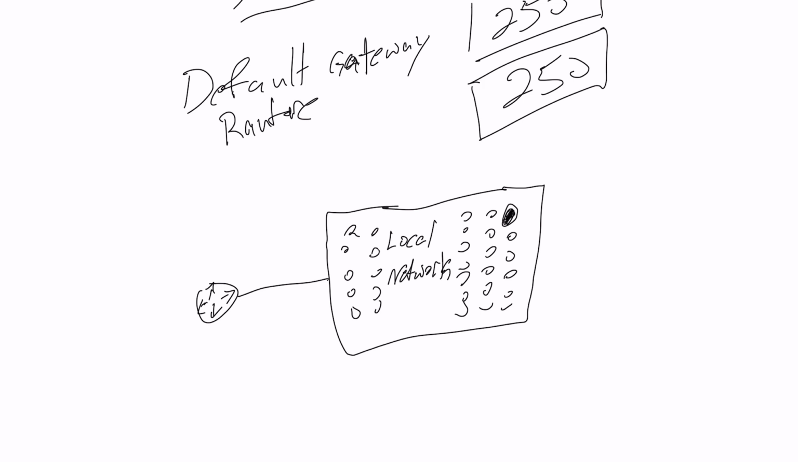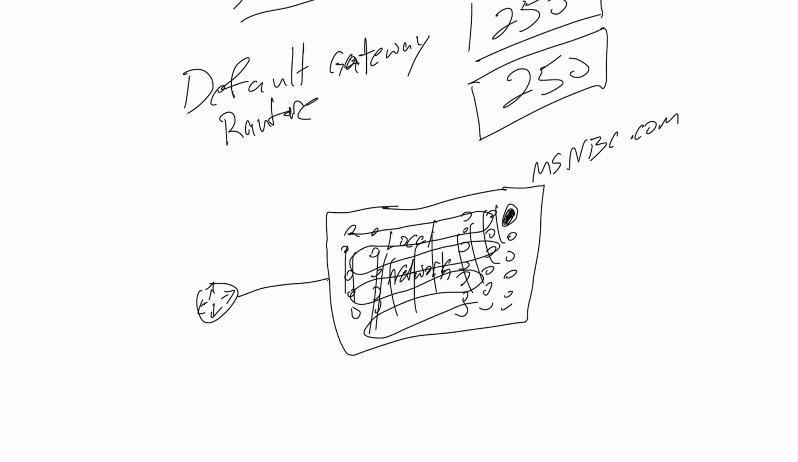Let's say that website is msnbc.com. What he's going to do is send out a broadcast, and he's going to check every PC on this subnet. He's going to go through each and every last one and say, hey, do any of you guys have msnbc.com? Of course, they're going to say no.